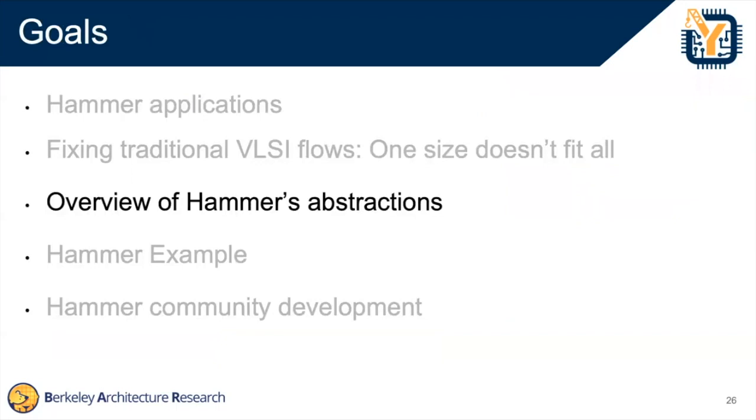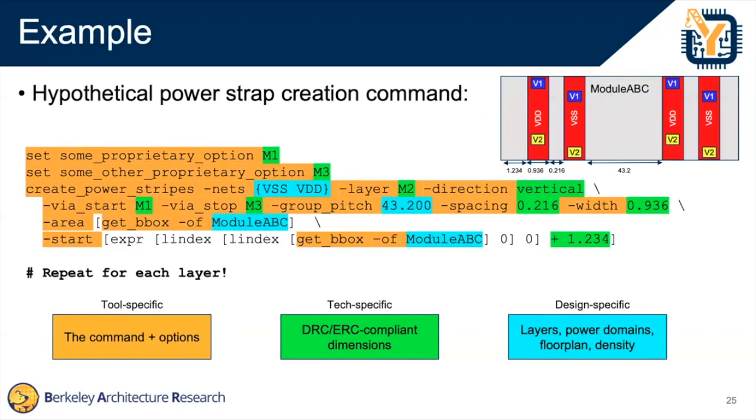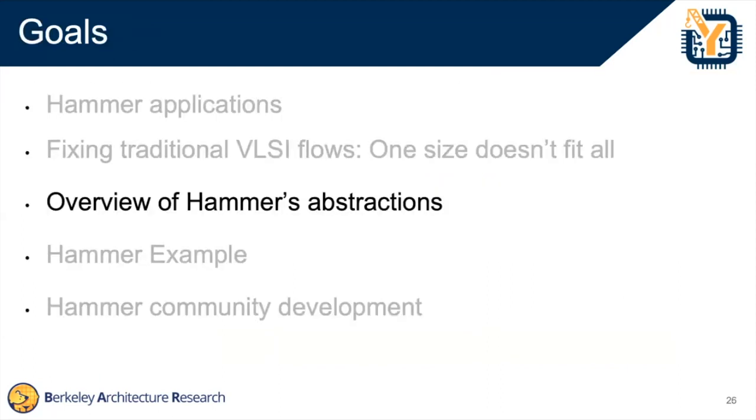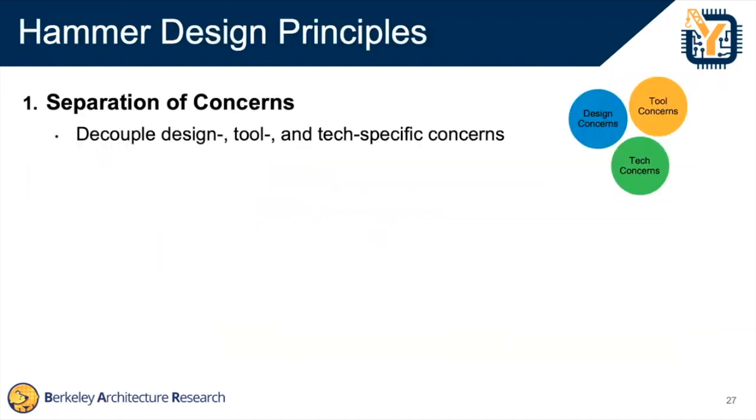So this is the issue with traditional flows: these concerns are put into one big script. If you change something about your design, you change something about your technology, or you use a different tool, now everything here has to change. So it becomes difficult to explore a larger design space. And so how does Hammer fix this? I'm going to go over some of Hammer's abstractions in the next section.